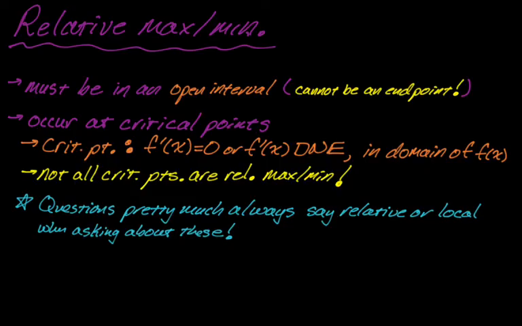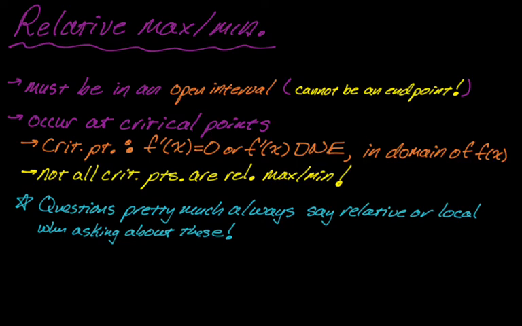Also, relative max or min seems to be the preferred nomenclature these days. I did a search, and the use of local kind of went out of favor around 2005, I think. From 2005 on, basically it's always called a relative maximum or minimum. So that's the terminology thing.